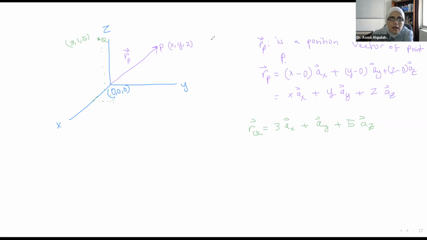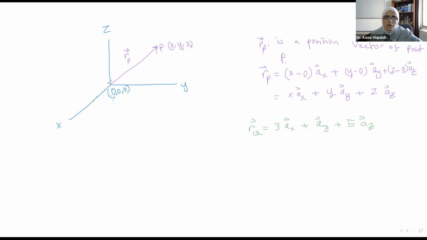Now let's say we have 2 points in space. The first point is point P, which has the coordinates x1, y1, and z1. The components of point P are x1, y1, and z1.